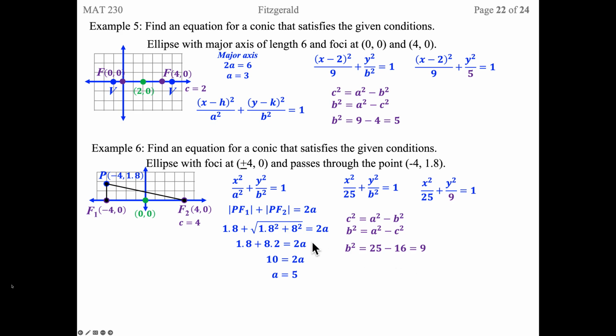Now, another way that you could have found the distance from P to F2, you could have used the Pythagorean theorem. This distance is 1.8. This distance from foci to foci is 8. 1.8 squared plus 8 squared. Add those two together. That would give you c squared, the hypotenuse squared in a traditional Pythagorean theorem. Then take the square root of that, then take this number plus your 1.8, and you'll still come up with 10.